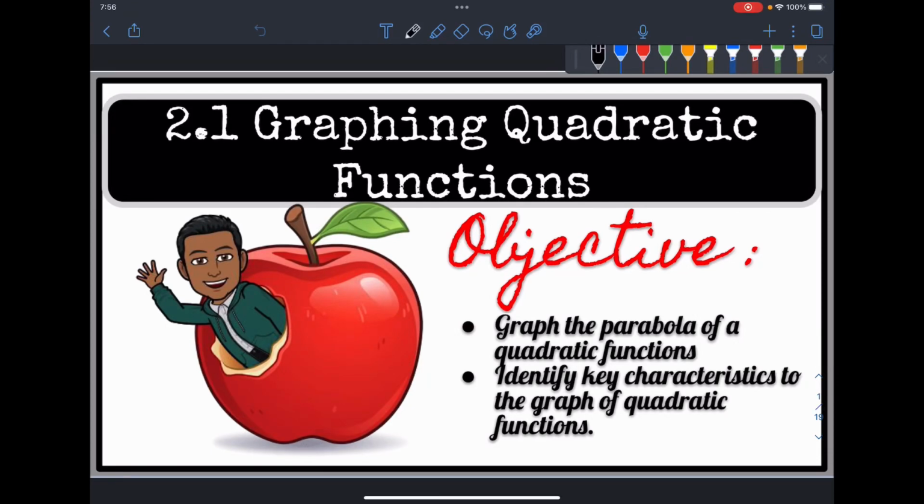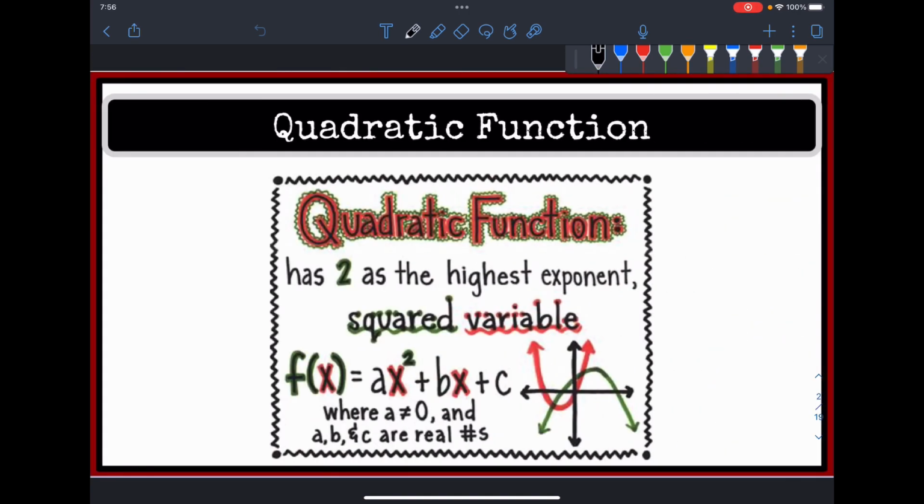In lesson 2.1, quadratic functions, you'll learn how to graph quadratic functions, the parabola of quadratic functions in standard form. You're also going to identify key characteristics of the graphs of these quadratic functions in order to graph a little bit more complicated quadratic functions. So let's begin first by looking at what a quadratic function is.